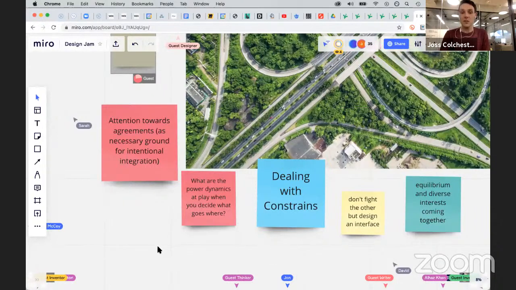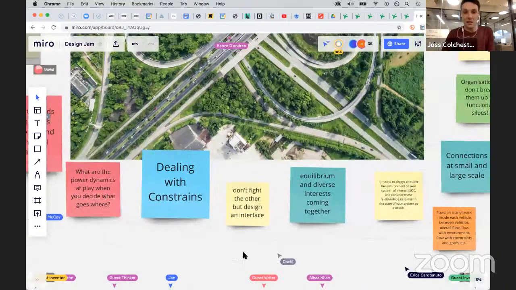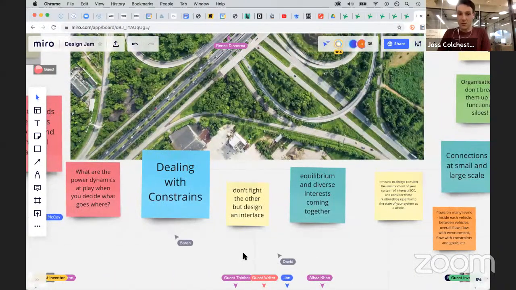Okay, so dealing with constraints. Don't fight the other, but design an interface. Anybody want to speak on this?